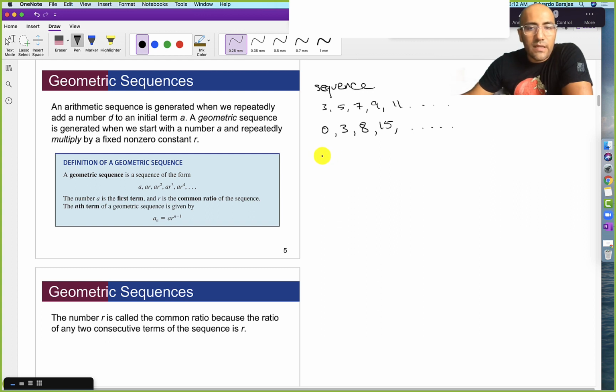It could be something like 0.31, then 0.031, then 0.0031. Here's a potential sequence.